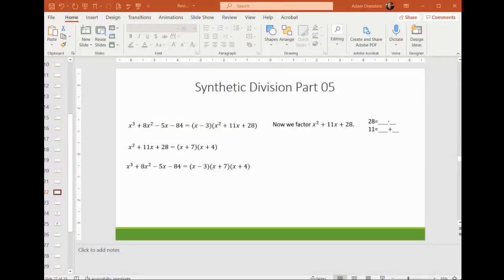Any questions on that? I hope this is making sense to everyone. The next one we're going to do is a polynomial long division.